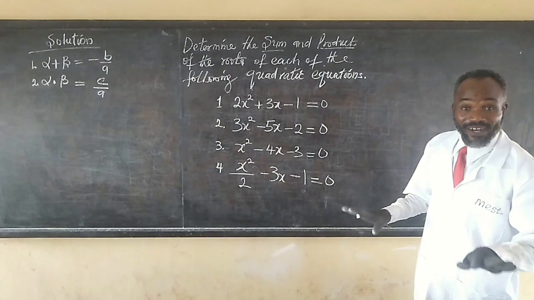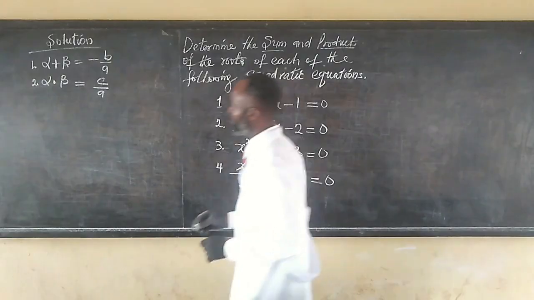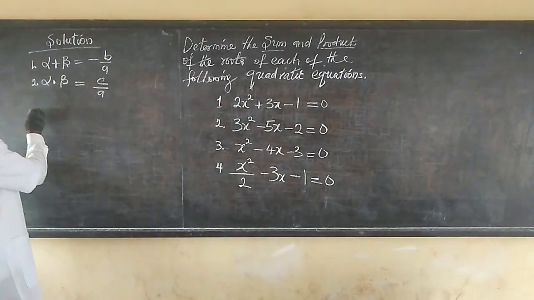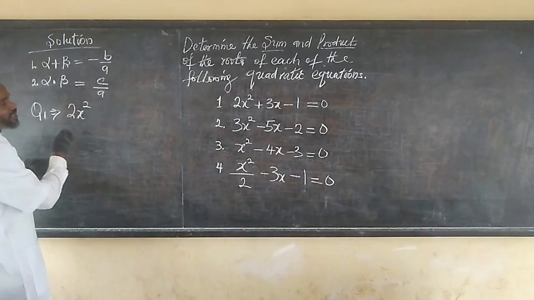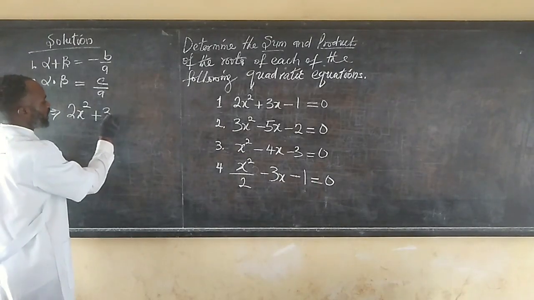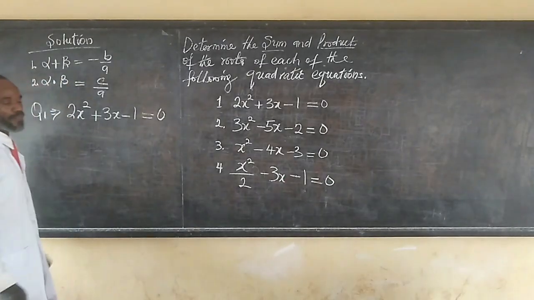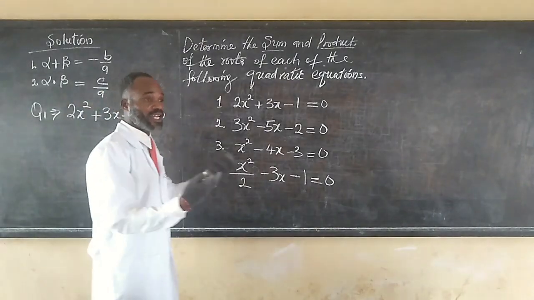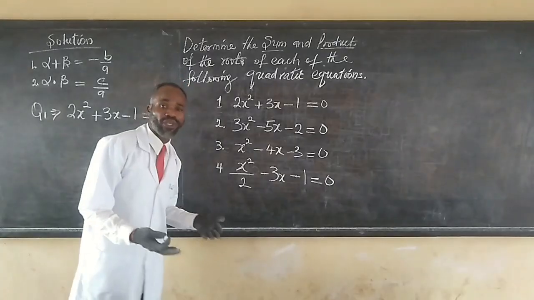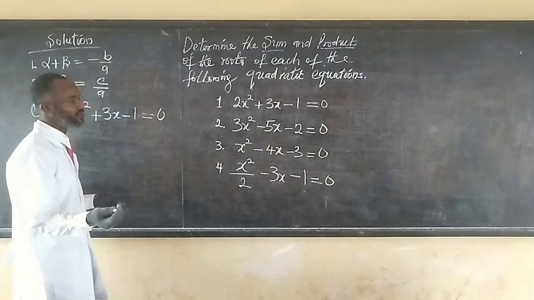Yes, it's fair enough. All right, question number 1. Q1 is given as 2x squared plus 3x minus 1 equals 0. When you have something like this, don't be in a haste. Start analyzing it. Which should be your A? Which should be your B? That's one thing to do.